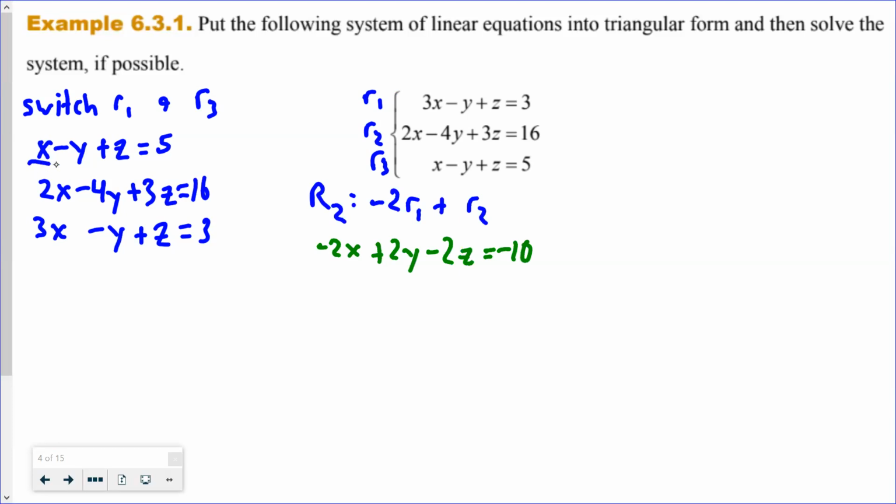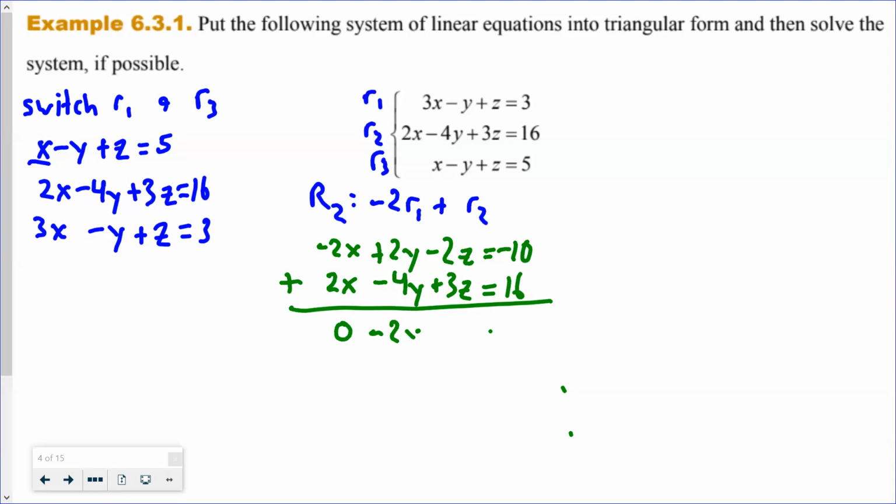Now I'm going to add that to our existing row 2, which is 2x minus 4y plus 3z, and that's equal to 16. When I add that together, negative 2x plus 2x is 0. 2y minus 4y is negative 2y. Negative 2z plus 3z is just z. And negative 10 plus 16 is 6.